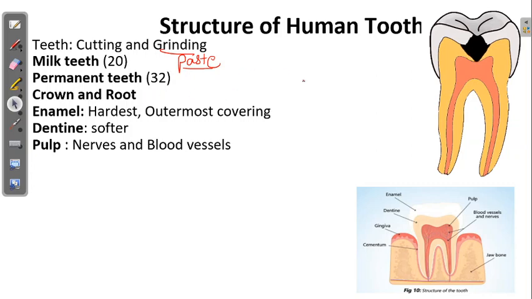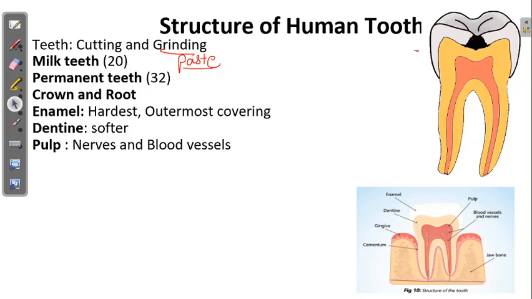Okay, now let's study the structure of a tooth. In the diagram, the white color part which we see outside is known as enamel. You can see here, it is known as enamel. It is the hardest outermost covering. It is the hardest covering in our body, and that hardest white color structure is known as enamel. Inside the enamel, this yellow color structure is known as dentine.